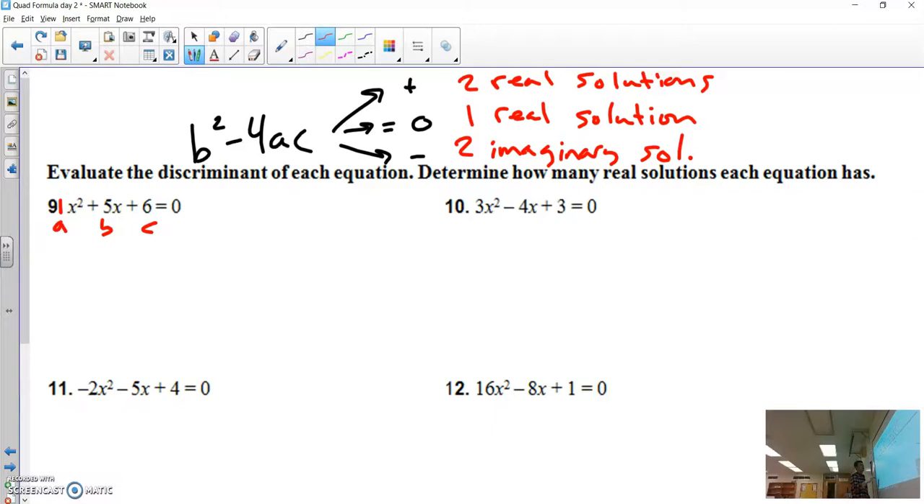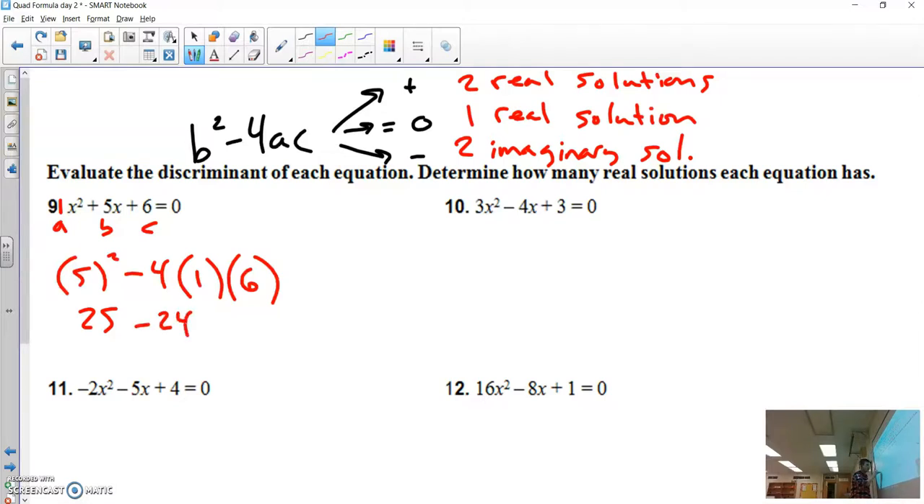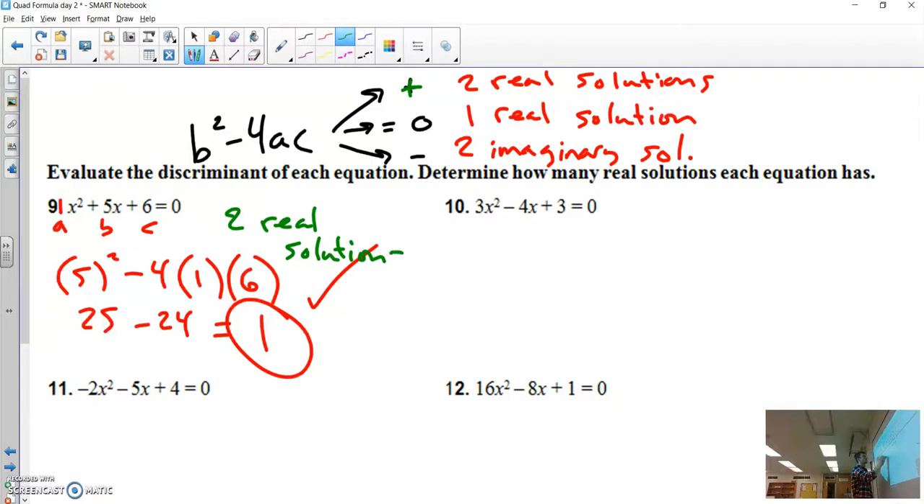Okay? So let's see, b squared minus 4 times 1 times 6. Well, 5 squared is 25. 4 times 1 is 4, and 4 times 6 makes 24. So I got 1. So when they say evaluate the discriminant, there it is. The discriminant is 1. Well, because that's a positive answer, that means you're getting 2 real solutions.